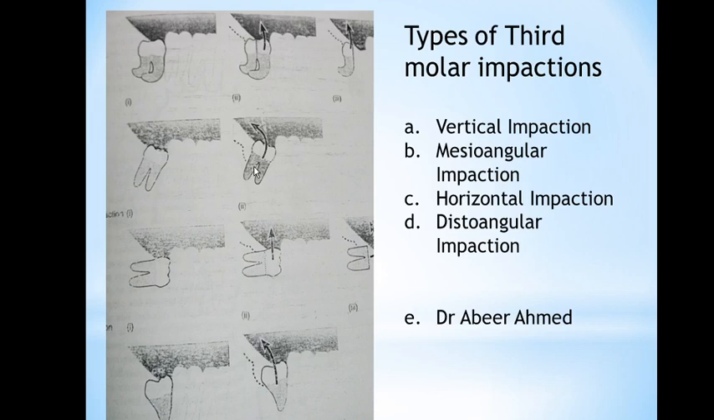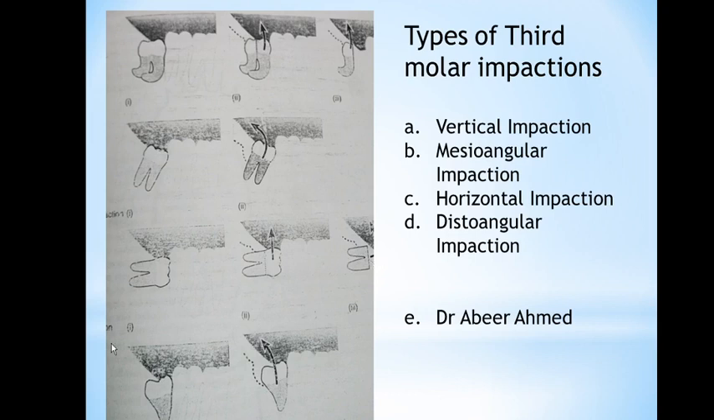In case of horizontal impaction, we require bone removal and sectioning of the crown to permit removal of the crown and then the roots in stages. So in case of horizontal, we require bone removal. This is how we remove the bone, and section the crown. Can you see the removal of the crown and then the roots in stages? So we can remove the crown and then the roots in two different stages.